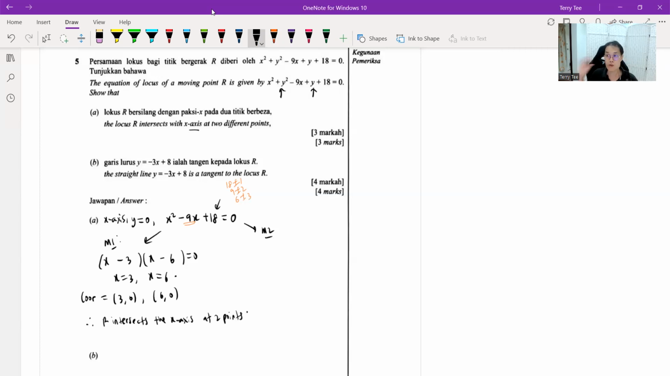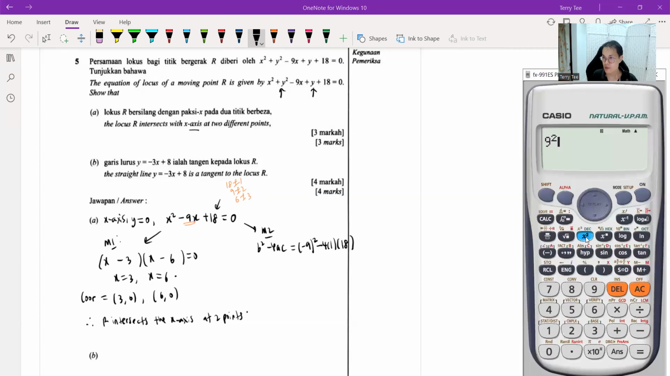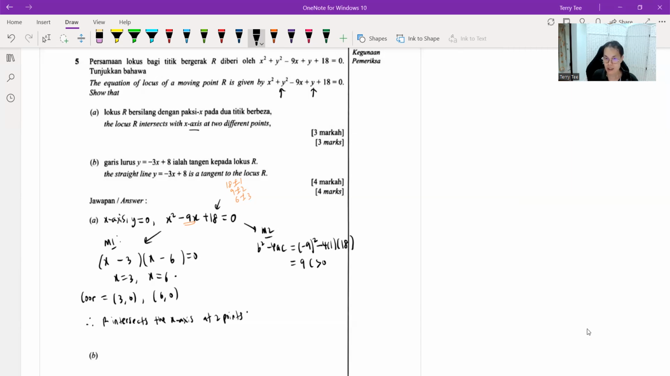But if some people don't want to solve it, well, to show that it intersects at 2 points, it must have 2 real roots. And in order for it to have 2 real roots, your b squared minus 4ac value must be more than 0. So let's take our b, negative 9, you square it, minus 4, your a is 1, your c is 18. So let's do 9 squared minus 4 times 18. This gives us 9, right? Which is more than 0. Yeah, pretty easy. And we can write the same conclusion: R intersects the x-axis at 2 points.